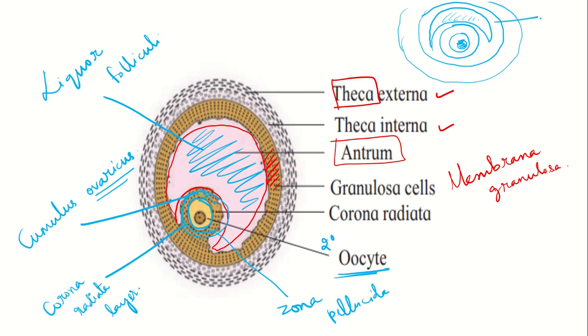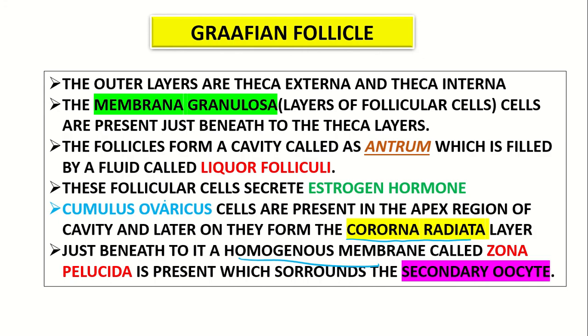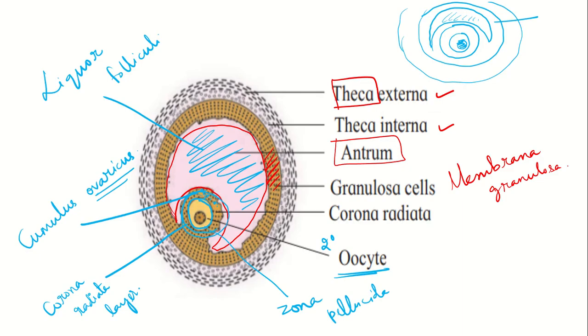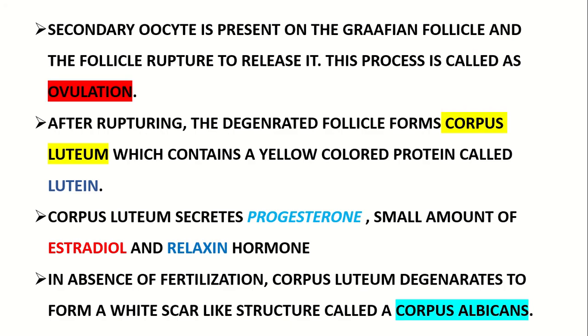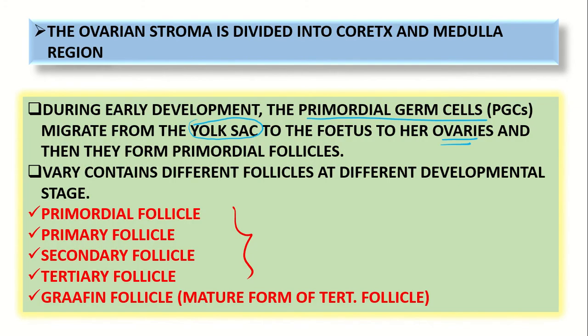So these follicular cells actually secrete a type of hormone that is known as estrogen. The follicular cells secrete estrogen hormone, very important. The female hormone, estrogen. So these are the structures of the Graafian follicle.